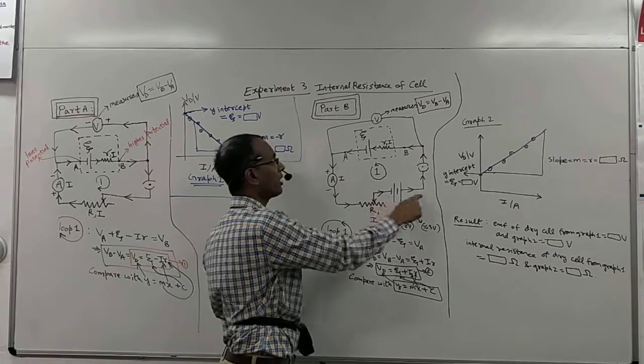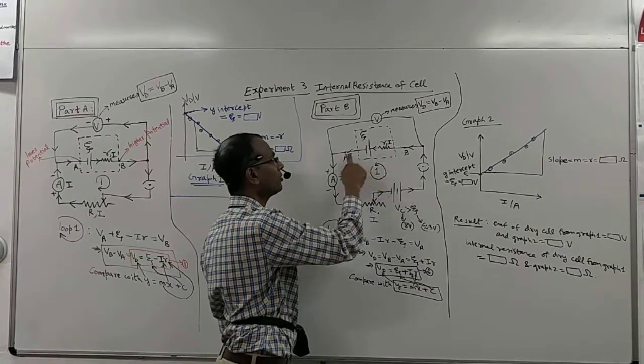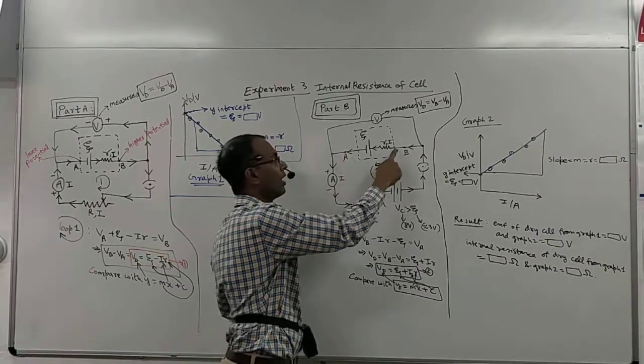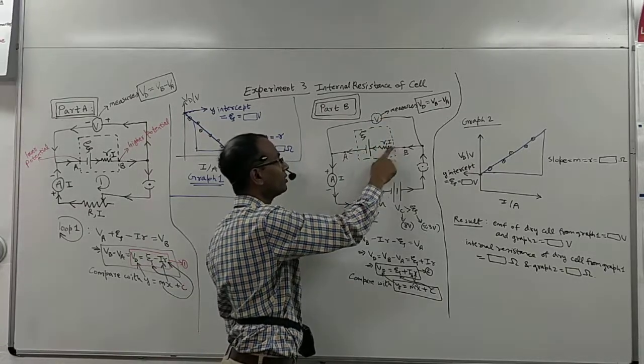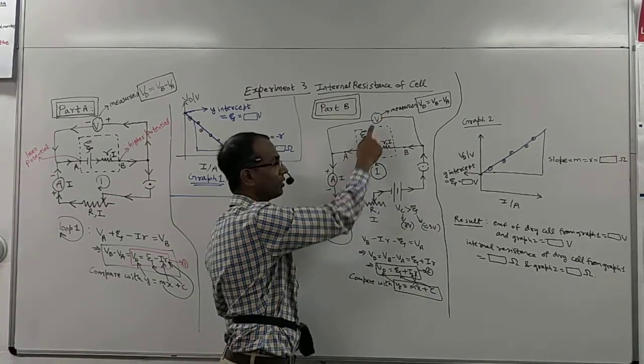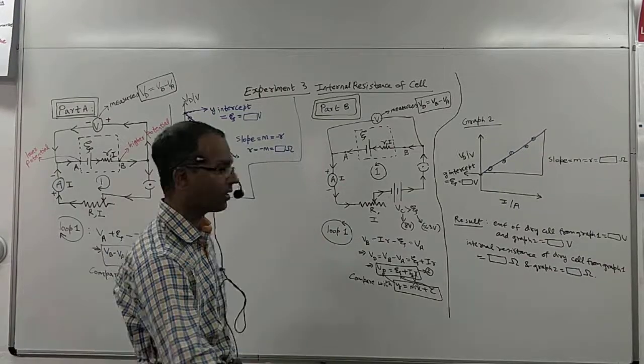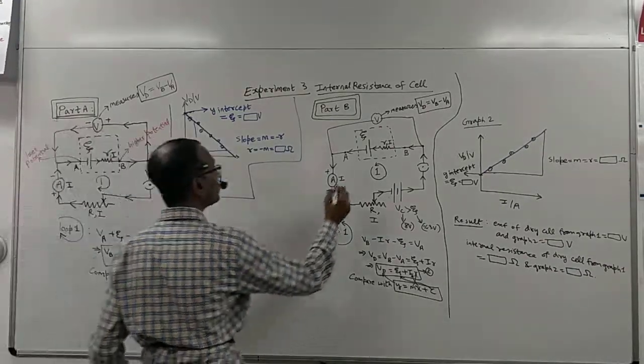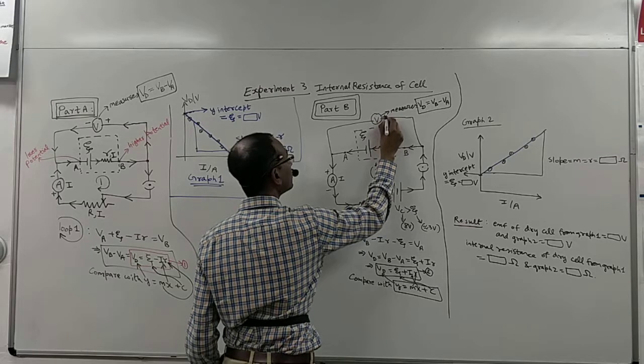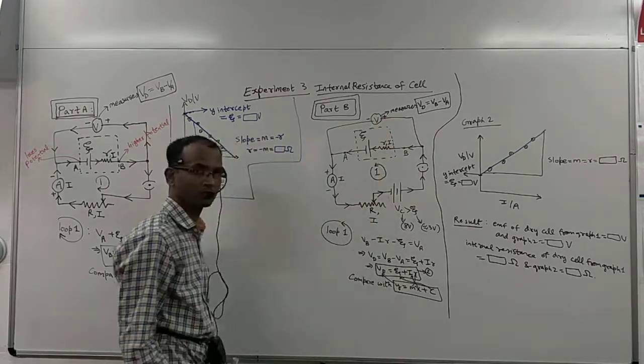So when current flows like this, this is higher potential and this is lower potential. The voltmeter is measuring higher potential minus lower potential. So the terminals of the voltmeter you can also mark, plus and minus here.